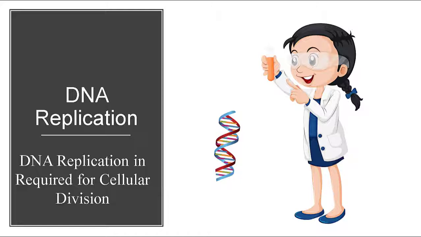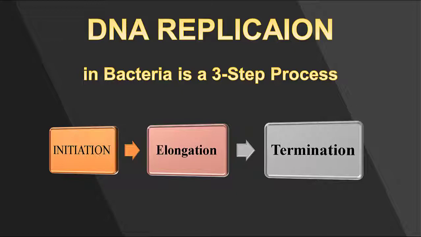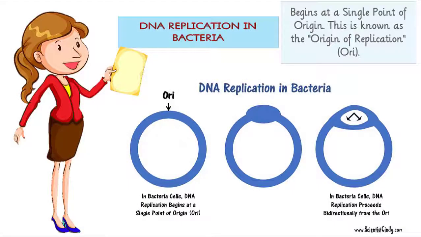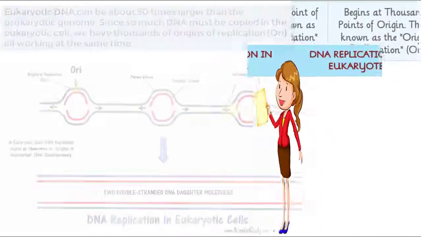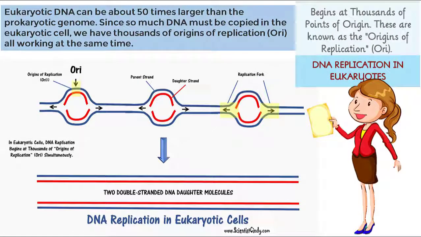DNA replication in bacteria is a three-step process. DNA replication in bacteria begins at a single point of origin. This is known as the origin of replication, or ORI. Eukaryotic DNA can be about 50 times larger than the prokaryotic DNA. Since so much more DNA must be copied in the eukaryotic cell, we literally have thousands of origins of replication, or ORIs, all working at the same time to replicate our DNA.